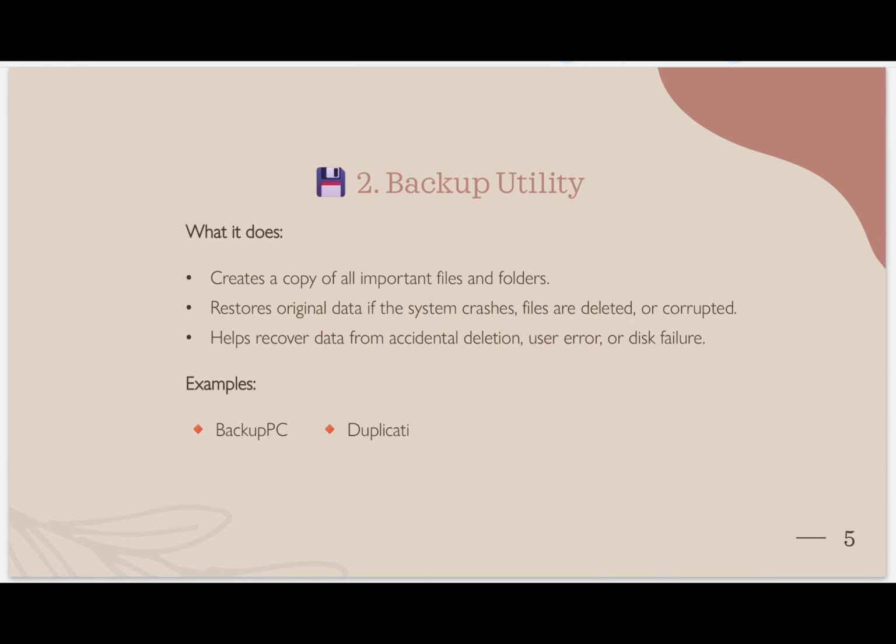The second utility is the backup utility. What is its function? As its name says, backup. It backs up our important essential data. It creates copies of all important files and folders. Restore original data if the system crashes, or files are deleted or corrupted. Understood? If by mistake your system crashed or a file got deleted, even from the recycle bin, with the help of a backup utility we can retrieve those files.